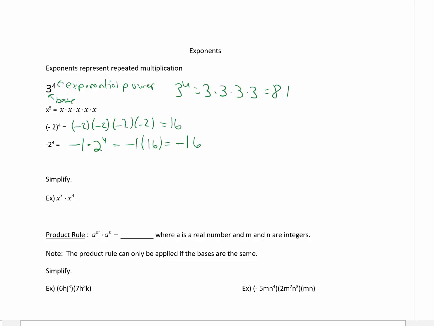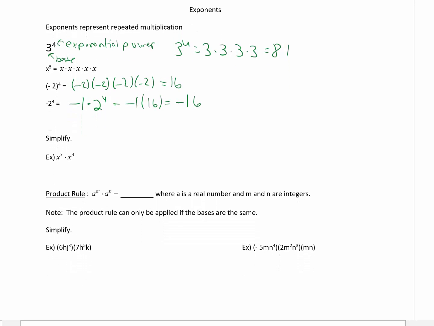Okay, so I'm going to ask you to simplify x to the 3rd times x to the 4th. Well, let's expand this out. So x cubed is x times x times x. X to the 4th is x times x times x times x. So we have 1, 2, 3, 4, 5, 6, 7. So this is x to the 7th. Now, notice the base stays exactly the same.